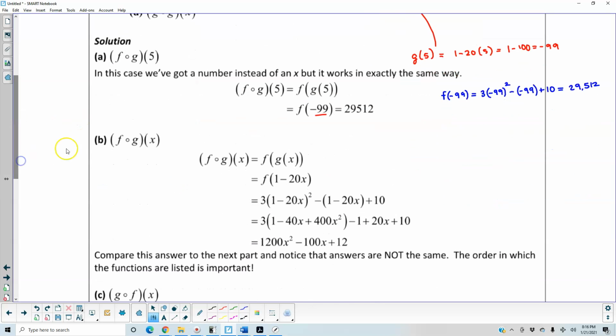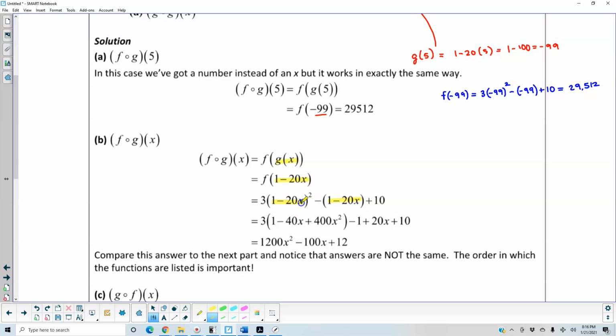Next, we have f composite g of x. So f composite g of x becomes f of g of x. Now, g of x, in our example, is 1 minus 20x. And we're going to plug that into the function f now. So it's going to become 3 times 1 minus 20x squared, minus 1 minus 20x, plus 10.